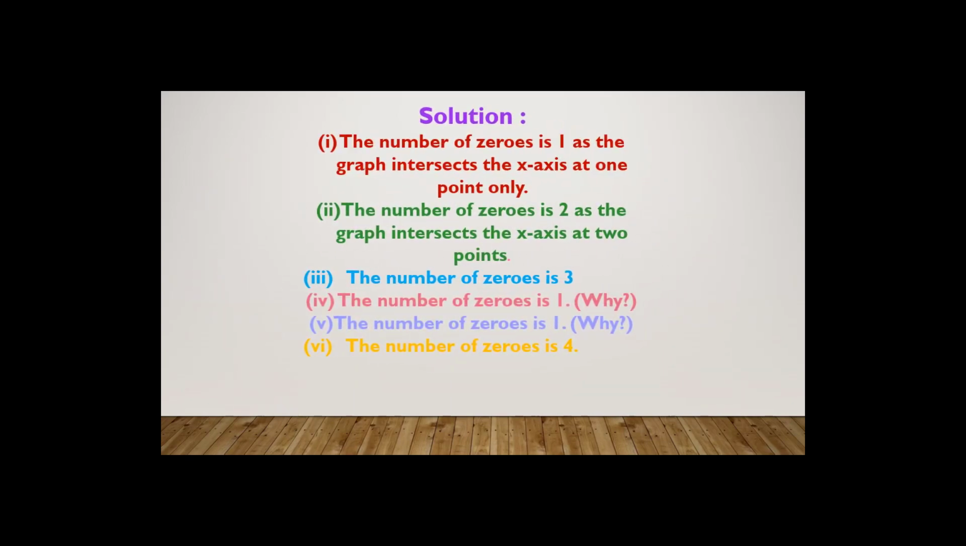See the solutions over here and check your answers. In certain cases, I have asked you why the number of zeros is 1. The correct reason is that it will be cutting the x-axis at only 1 point. Therefore, the number of zeros is 1.